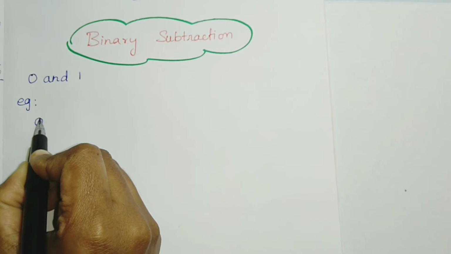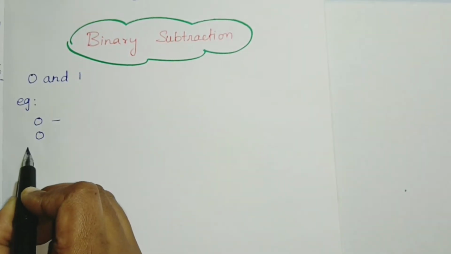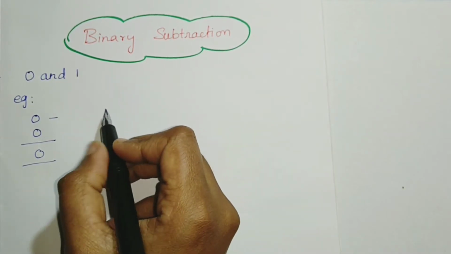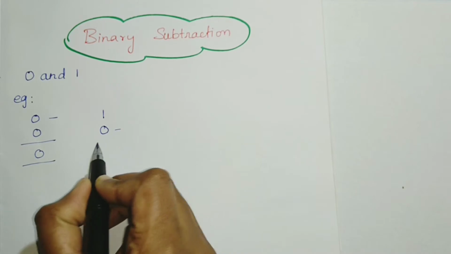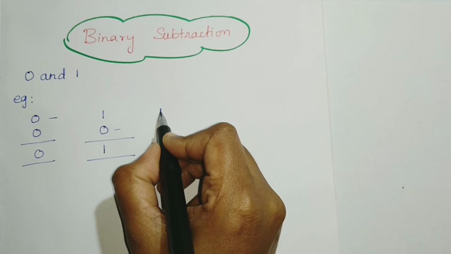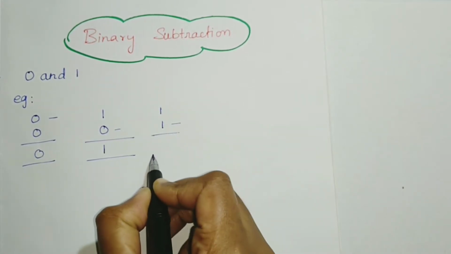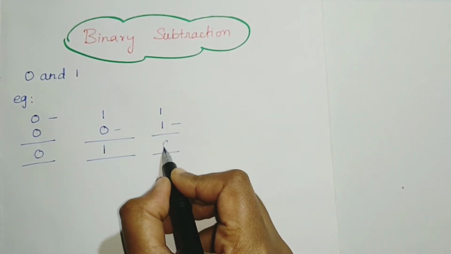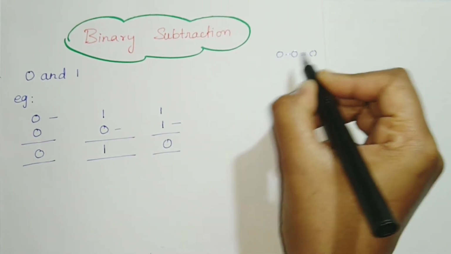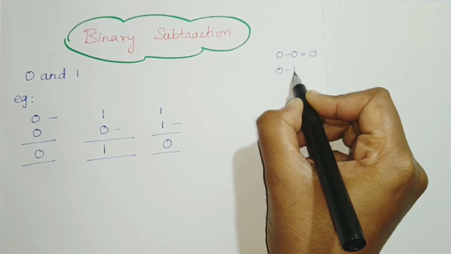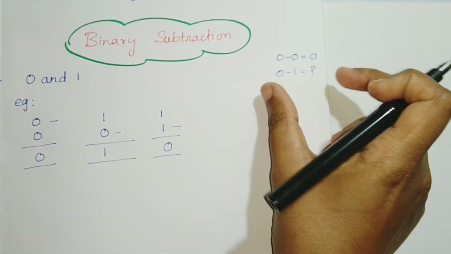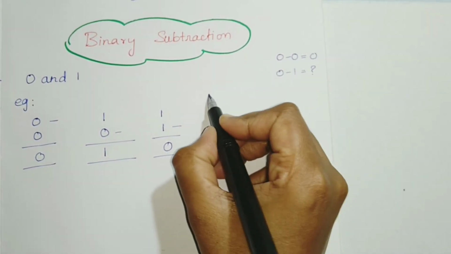For example, what is 0 minus 0? We all know that 0 minus 0 is 0. And 1 minus 0, obviously the answer is 1. And the next combination is 1 minus 1. The result is 0. So the combination goes like this. We know that 0 minus 0 is 0. So what will be 0 minus 1? What will be the result of 0 minus 1? Is that possible? So let us try with an example.